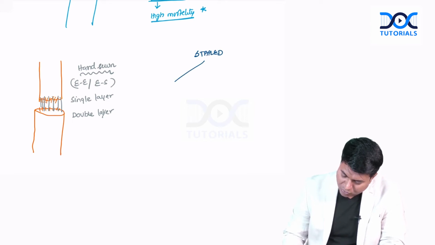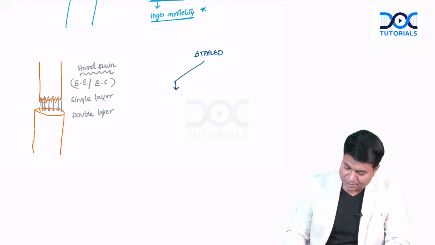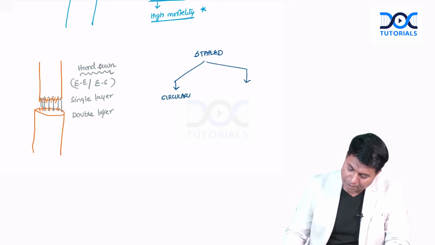Stapled anastomosis. We have two types of stapling. One is circular stapler anastomosis and another is partial mechanical stapled.